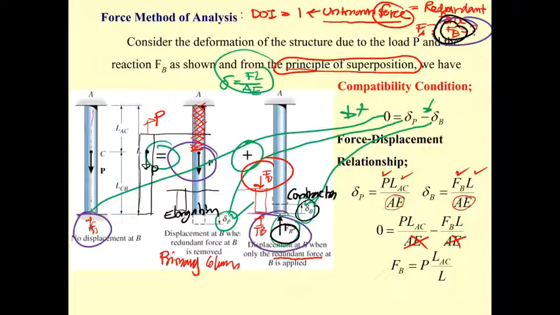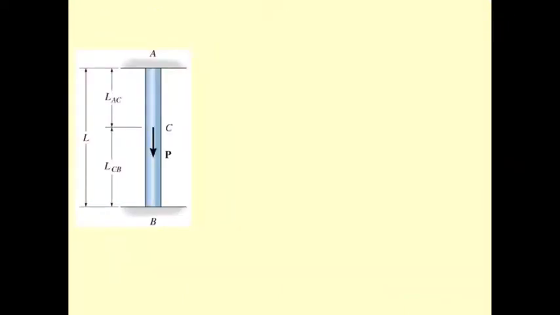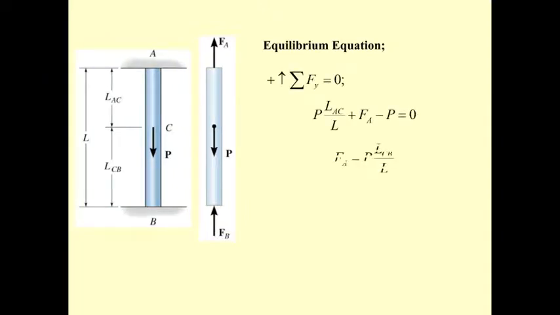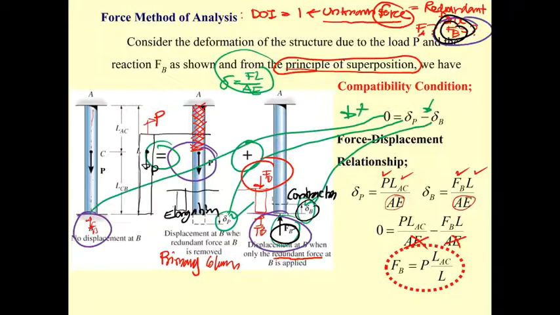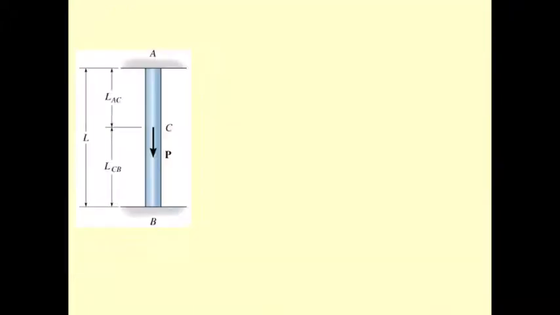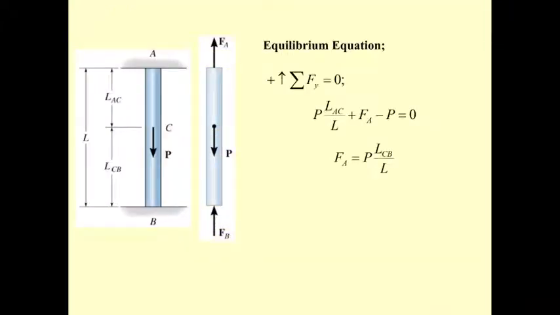When you get F sub B here, now you're going to use the equation of equilibrium to find the F sub A. Okay, so you may conclude that the displacement start by equation of equilibrium, and then you use the compatibility condition, and then you use the force displacement relationship. But for this one, you start by the compatibility. You use the force displacement relationship, and then you use the equation of equilibrium. You get both F sub A and F sub B.